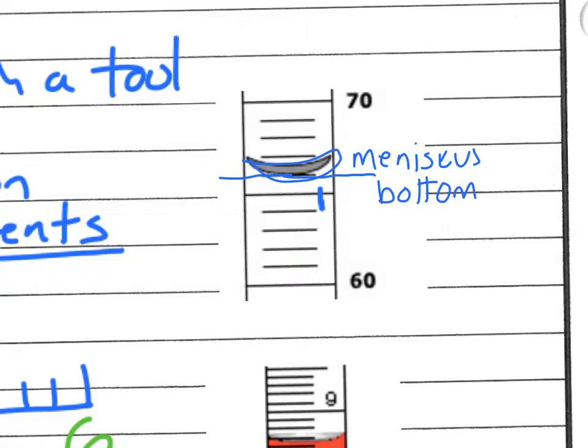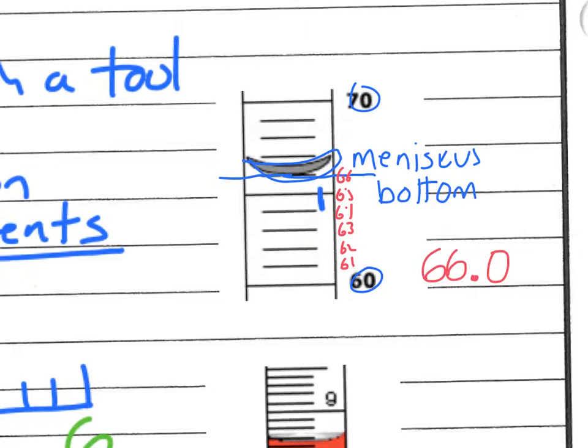So this goes from 60 to 70, so what I need to do is think about how big the increments are. If I could label these, that would be 61 and 62 and 63 and 64 and 65, and there's 66. I can see that the bottom of the meniscus is right there at that 66. So this measurement would be 66, and because I can tell it's right on that line, I put 0.0.